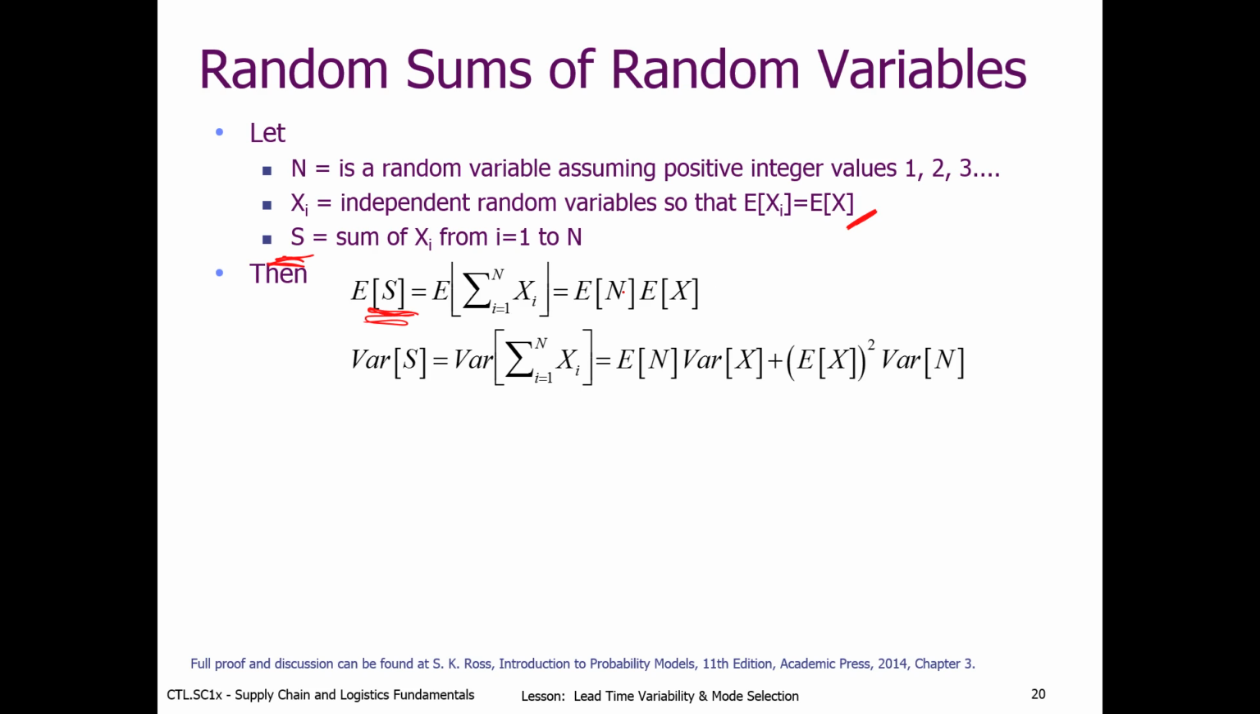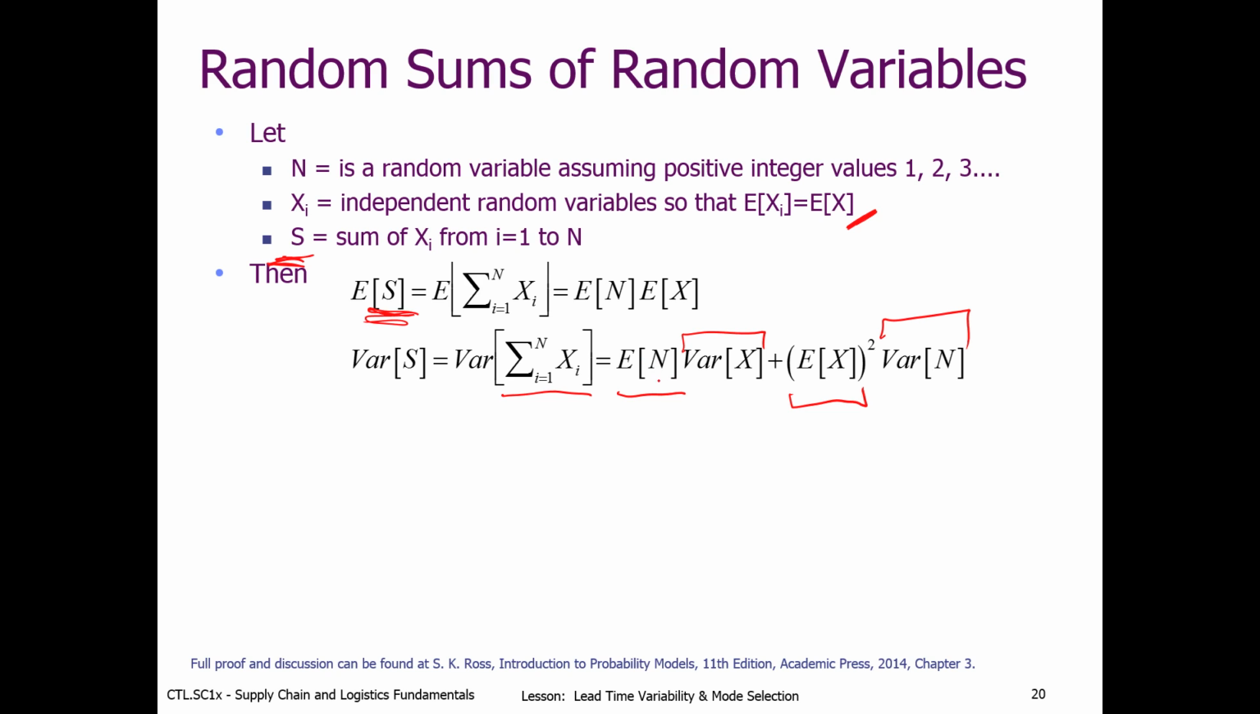Where it's kind of tricky is to look at the variance. So the variance, we want the variance of this random sum of random variables, the sum of Xi from i equals 1 to N, where N itself is a random variable. And this is the equation. It's going to be equal to the expected N, that's the number of periods, times the variance of that X, that demand, plus the expected value of that demand squared, times the variance of the number of periods, N. Very convoluted formula, but let's look at it for a second. What are the units?